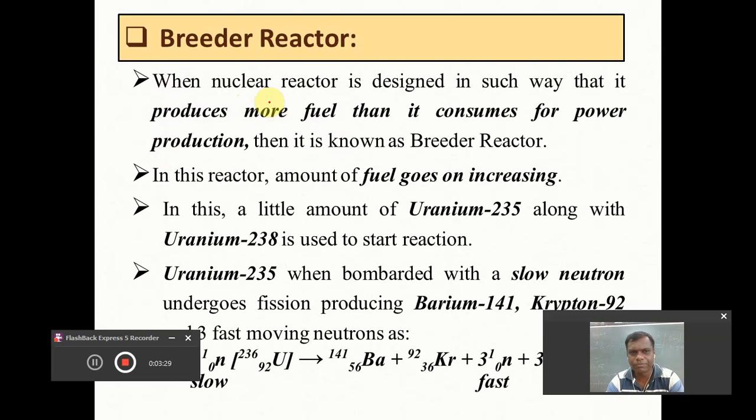Today in this part we are going to talk about the breeder reactor. What is the breeder reactor? It is again a nuclear reactor. This is also a nuclear reactor. We are going to talk about nuclear fission in a controlled manner in this type of reactor also. But in this case the reactor is designed in such a way that it produces more fuel. It produces more fuel than it consumes for power production.